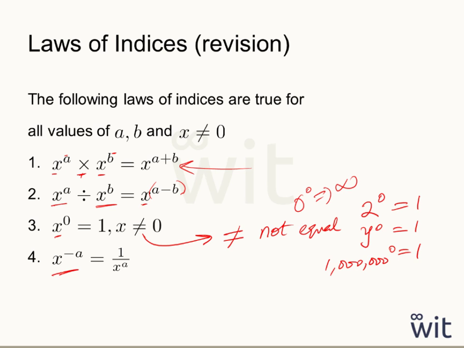Then the fourth law states that once you have a value with a negative power, then you have 1 all over the variable raised to that power. So an example will be 2 raised to the power minus 1 over 2 will be 1 all over 2 raised to the power 1 over 2. This is actually 1 over the square root of 2, but we'll leave this for now and go there later.